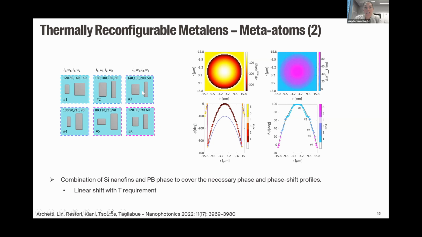And you see here the 6 elements. In the blue line, this is the room temperature phase requirement. The red line is the high temperature phase requirement, and the dots are the different resonators, 1, 2, 3, 4, 5, 6, that we have to place at different radius positions to satisfy these requirements. And here you see the delta phase that needs to be satisfied again by the resonators 1, 2, 3, 4, 5, 6, and you can see which one needs to be positioned where along the radius of the metalens.